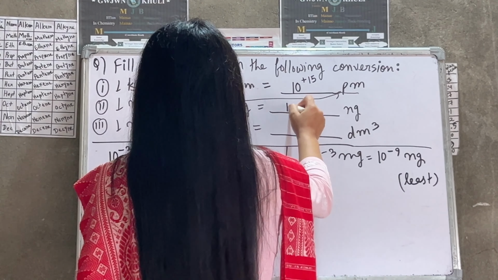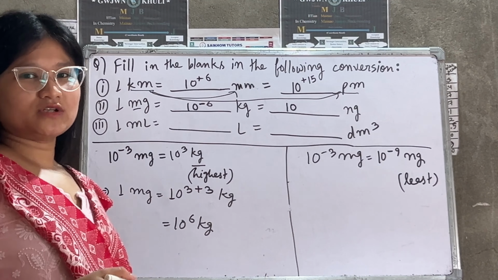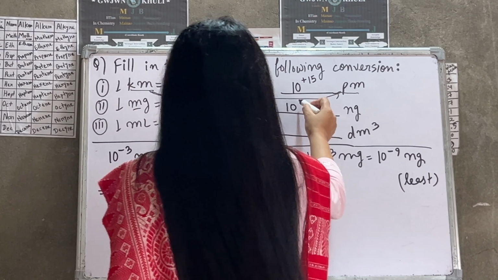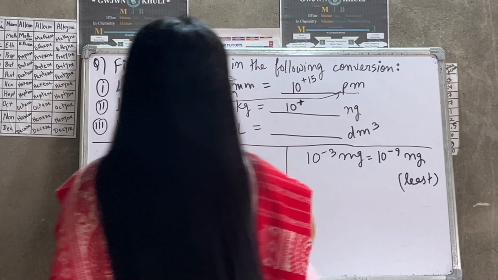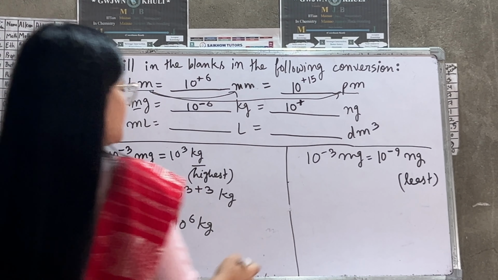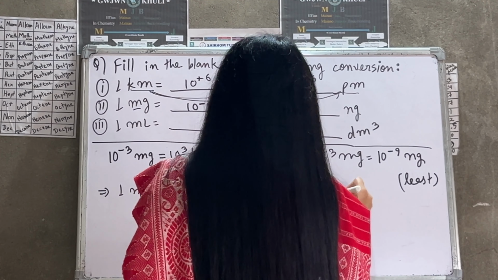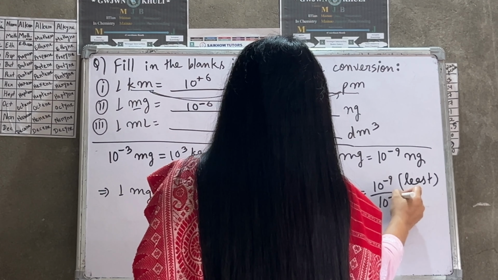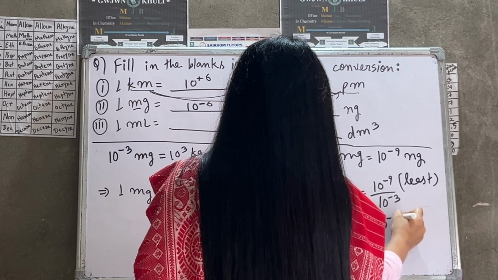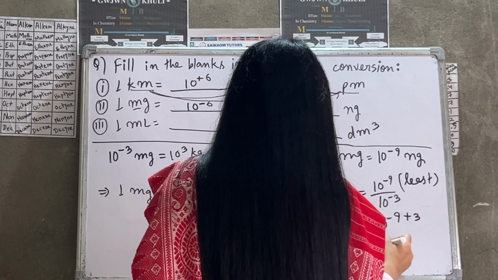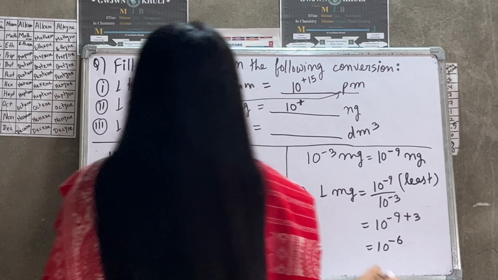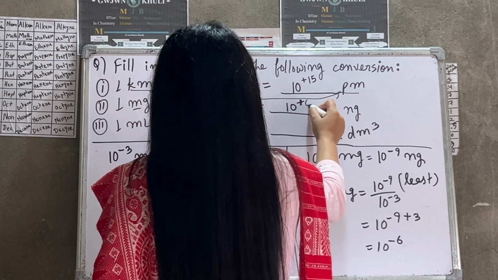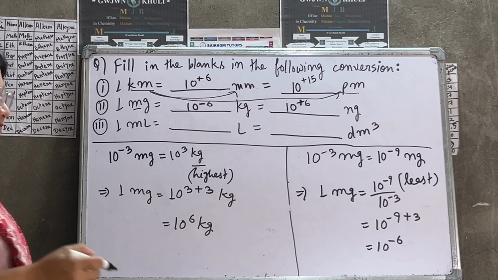So here it is highest to least conversion. So 10 should have a positive power. So solve this: 1 mg equals 10 to the power minus 9 divided by 10 to the power minus 3. What we got: minus 9 plus 3 equals minus 6. So what is the value? 10 to the power plus 6.